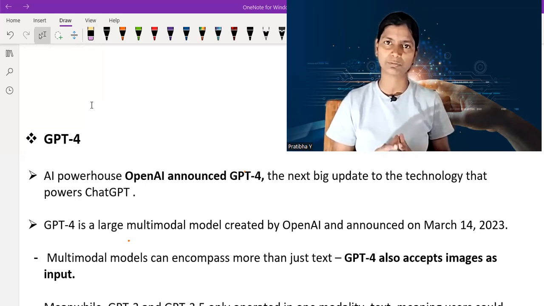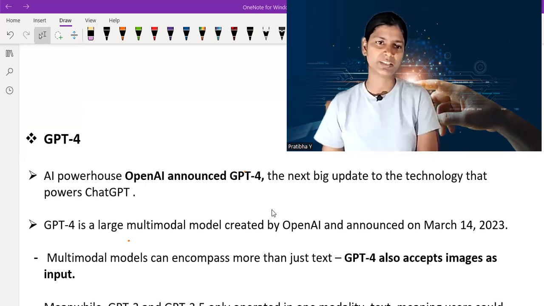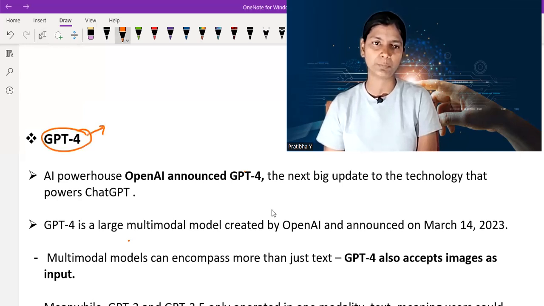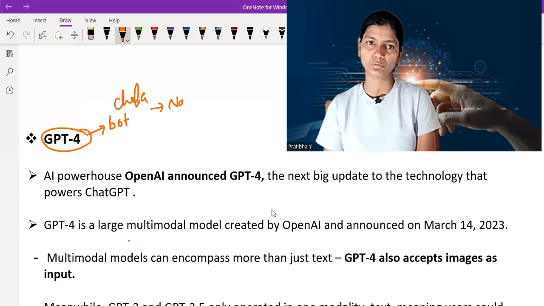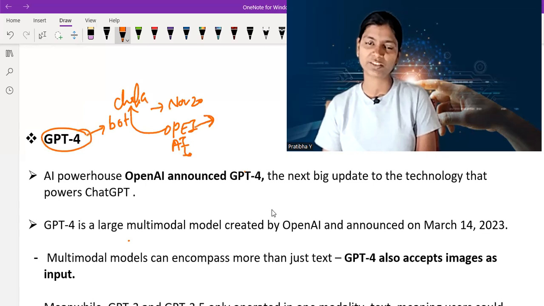Okay, so let's start with ChatGPT and the advanced version of it, GPT-4. GPT-4 is basically a bot, an advanced version of ChatGPT. ChatGPT was launched in November 2022 by OpenAI. OpenAI is the company which launched ChatGPT, and OpenAI is backed by Microsoft.